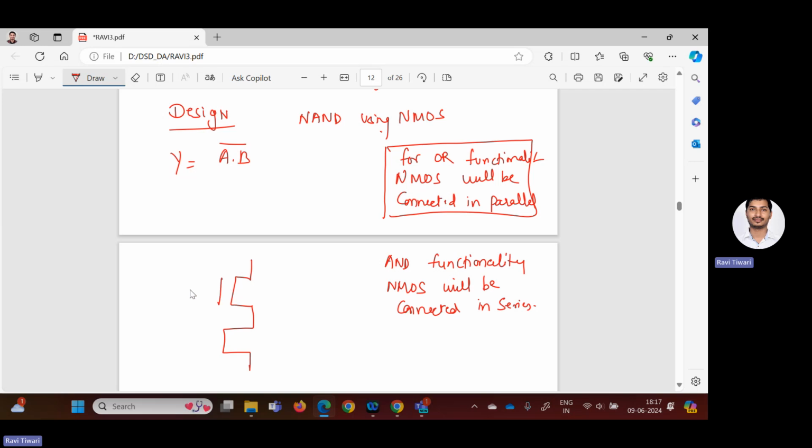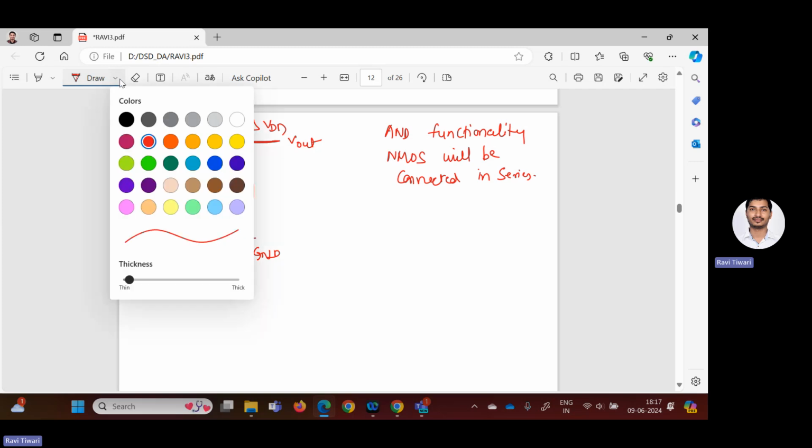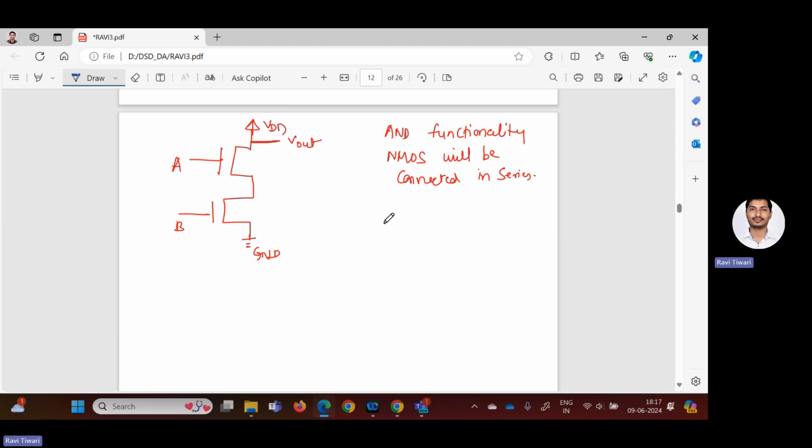So here I'm giving A here, I'm giving B here, and this is connected to VDD. This is connected to ground, GND. The point to remember is what? Always take V out near to VDD in case of NMOS. So this is V out. Clear? Now to check the functionality, we will again assume the Q1 and Q2 to understand whether it's working as a NAND gate or not.